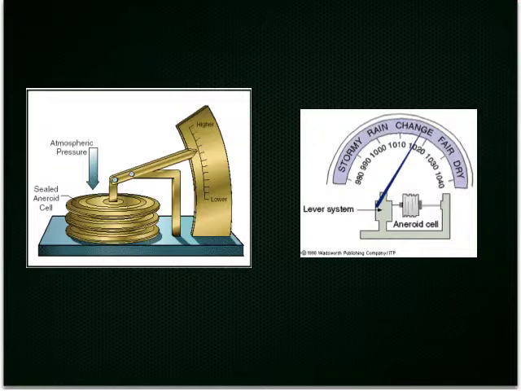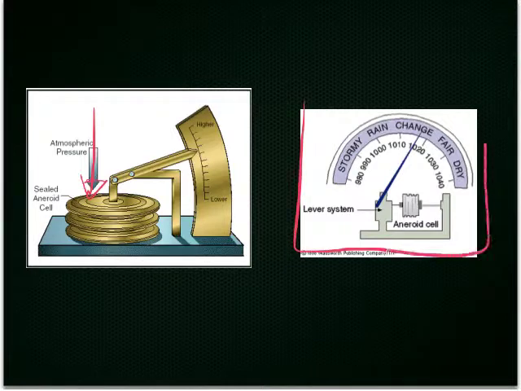This is a cell that will be pushed on by atmospheric pressure, and this is essentially how your barometer works. Your barometer measures air pressure. Air pressure changes depending on if it's a high or a low. You might see them on weather maps. What you actually look for is a rapid change in the barometer, and a rapid change will tell you that something is happening.